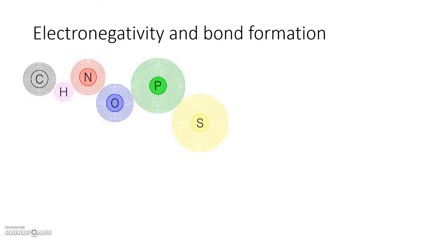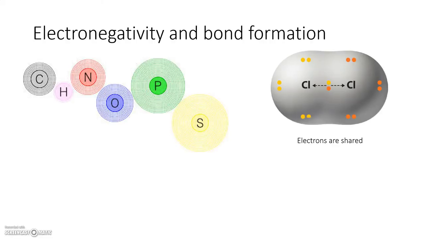So of our CHNOPS elements, here you can see represented, hydrogen has the lowest electronegativity, whereas phosphorus and sulfur, because they have a much larger nucleus, have a higher electronegativity. So this means when each of these atoms participates in a bond with another atom, it's going to have a proportionate pull on electrons in that bond. And this controls what type of bond is actually able to be formed between those atoms.